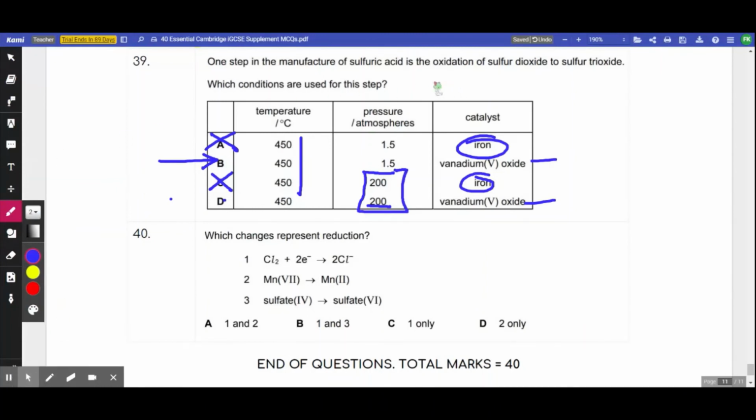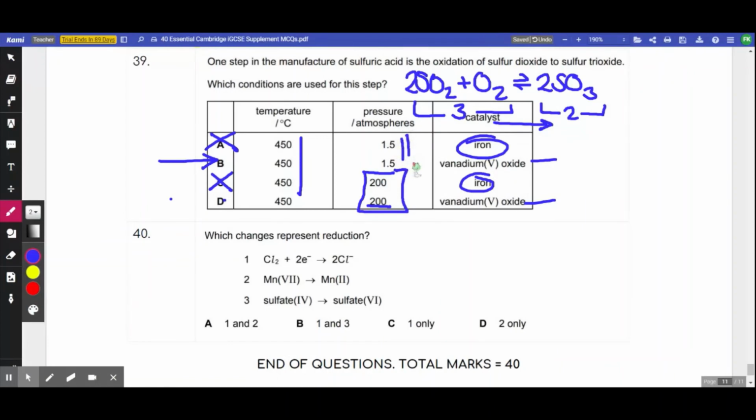And we can justify that by taking a look at the equation. 2SO2 + O2 goes to 2SO3 as the forward reaction. It's a reversible reaction. You've got 3 volumes of gas on this side, and 2 volumes of gas on this side. So if you increase the pressure, that would drive the equilibrium towards the right-hand side. But the reality is that you keep it at 1.5 atmospheres because you don't get too much of an advantage by raising the pressure.